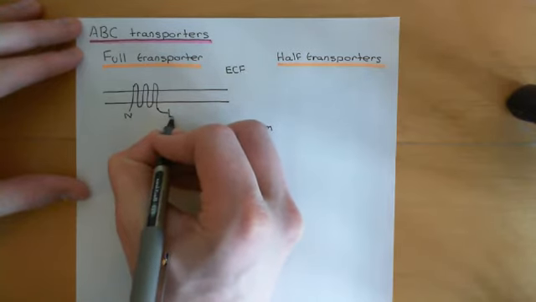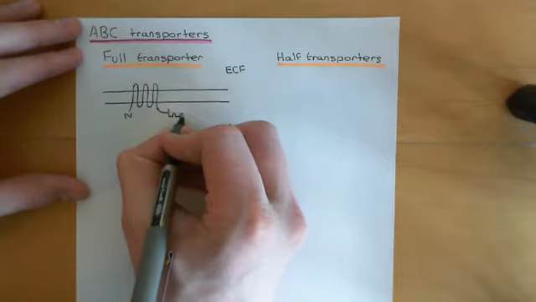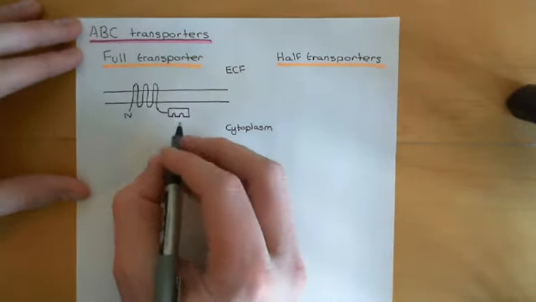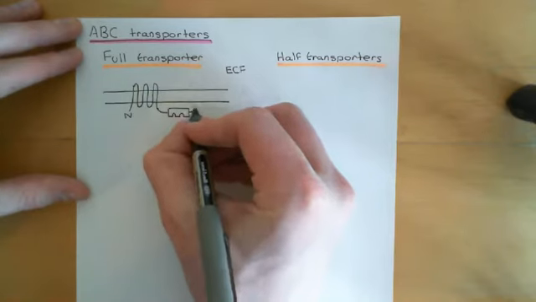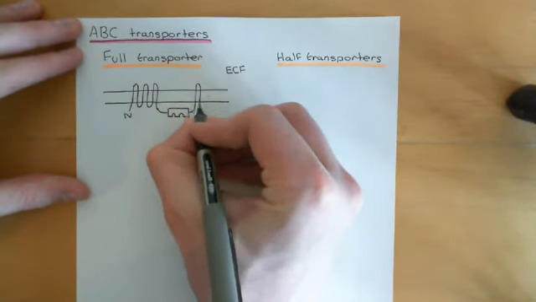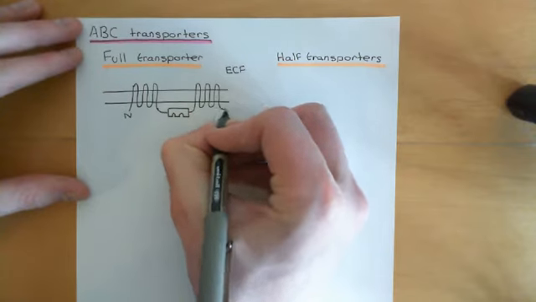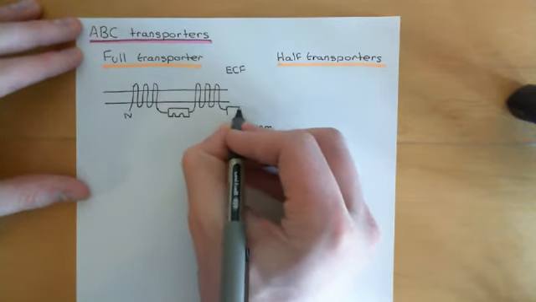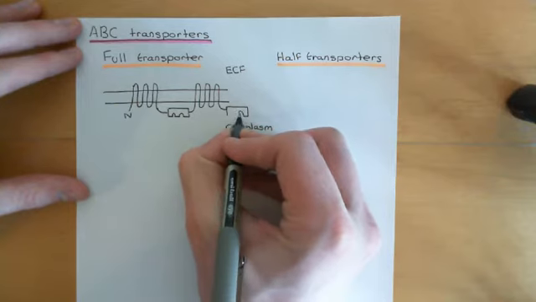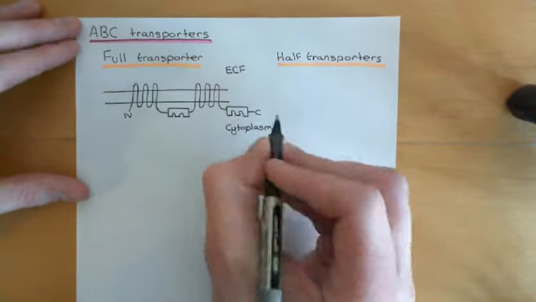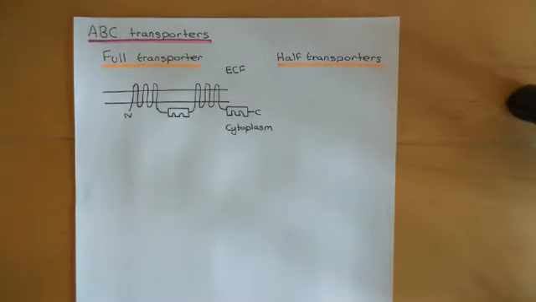Then you have this special domain which I'm going to draw here, which is known as the nucleotide binding domain 1, which I'll label in a moment. Then you have another cluster of 6 membrane spanning alpha helices, like so. And then you have another one of these nucleotide binding domains here, which is known as nucleotide binding domain number 2, and then the C-terminus, which is also on the cytoplasmic side.